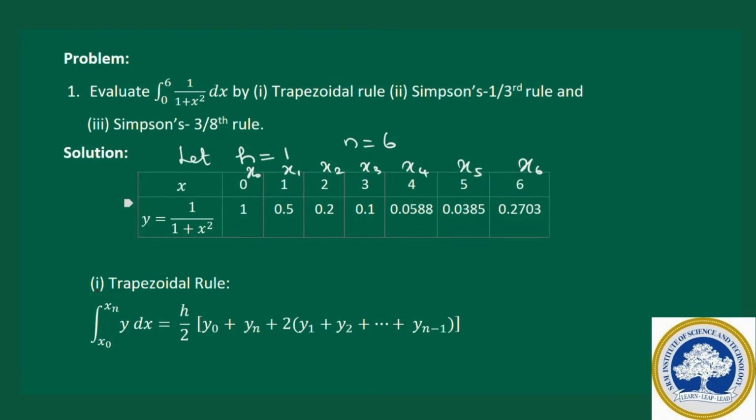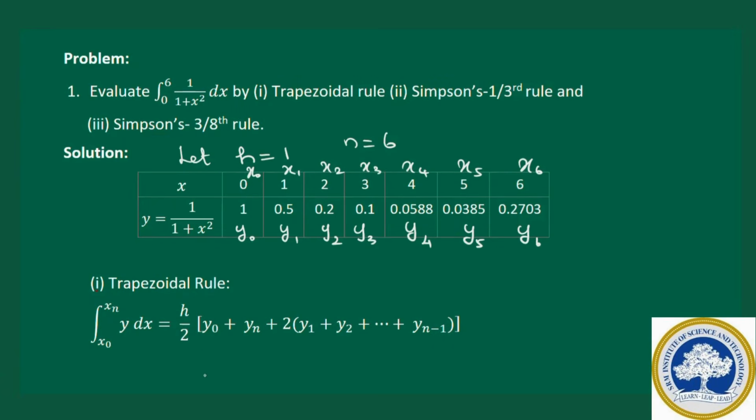So similarly, for various values of x starting from 0 to 6, we have to calculate the corresponding value of y. And we can name it as y0, y1, y2, y3, y4, y5 and y6. After denoting the values by y0, y1, etc., y6, now we can apply one by one the rule. First rule is trapezoidal rule.